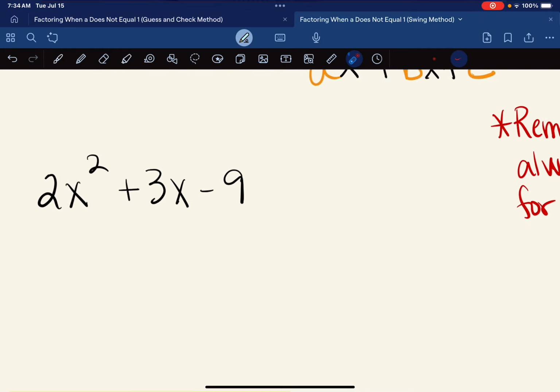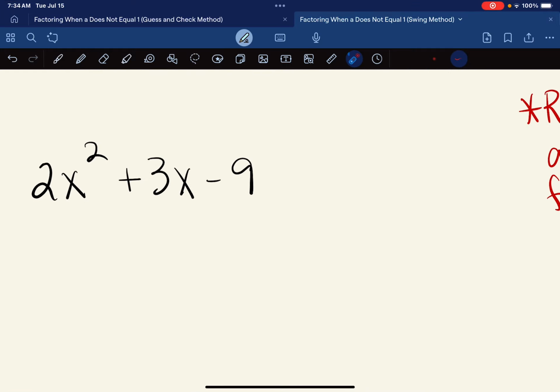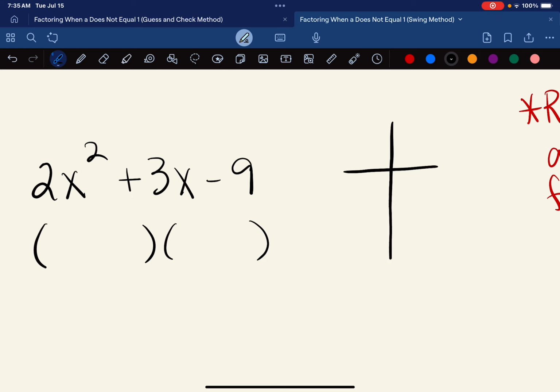All right, so I look here, 2x squared plus 3x minus 9, and they don't have any numeric values or variables in common that all three of them share, so it does not have a GCF. But I want to see if I can break this down into binomial factors. So I'm going to set up two sets of parentheses right here, and then I am going to create a t-chart. And this method that we're using right now is called the swing method. So in the other video that was posted, we did the guess and check method. This is the swing method.